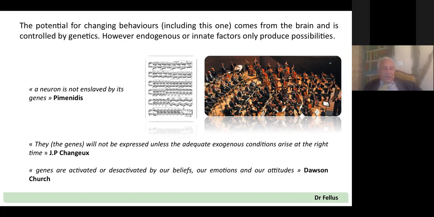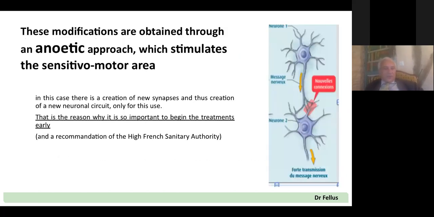Genes are activated or deactivated by our belief, our emotion, our attitude. So if we can have a comparison, we can say some things are from genes and others from epigenes. If we compare the partition of the 5th Symphony of Beethoven to a genetic program, and you give this partition to 5 different orchestras, you will have 5 different things, and that's what we call epigenetic.